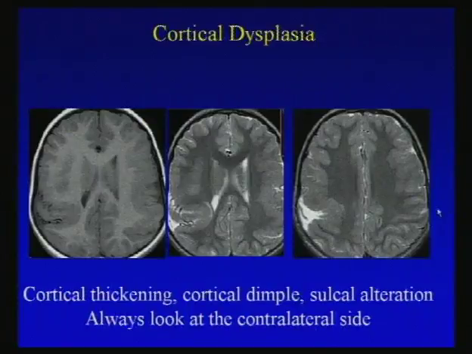But here are some of the findings in some of the cases where it may not be so obvious. What do we look for? We'll look for cortical thickening, what's been described as this cortical dimple. You see the infolding of the gray matter and a large sulcus. Also, if you carefully look, you see these curvilinear low signal intensity lesions.